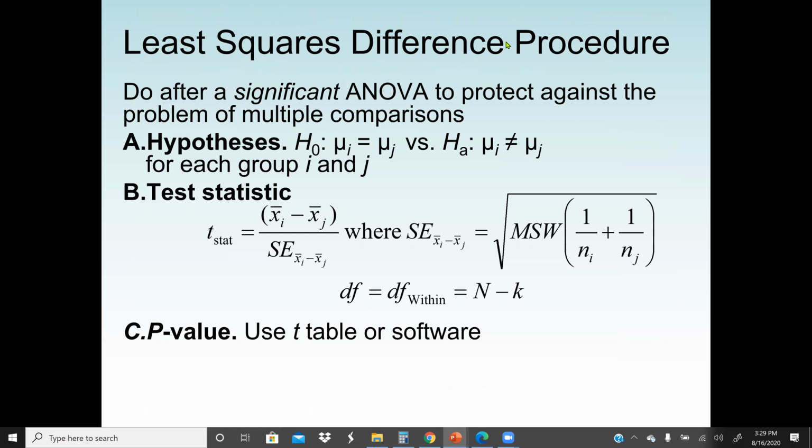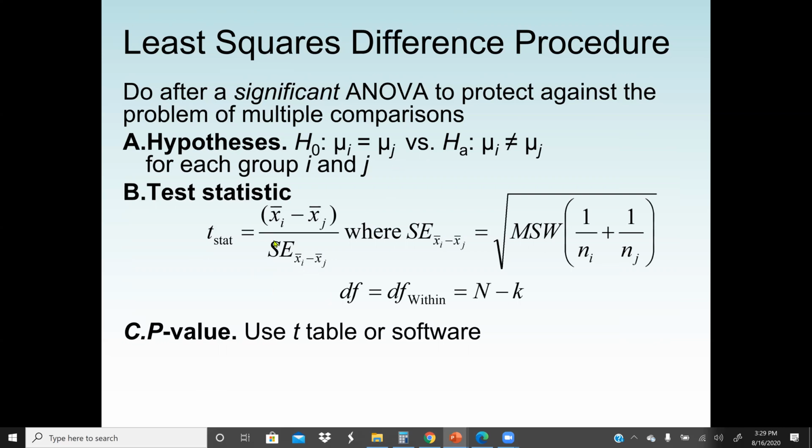Also, for the least square difference procedure, we did hypothesis testing. Here they say we should do it after a significant ANOVA, which is protected against the problem of multiple comparisons. So our H0 will be mu I equal to mu J versus mu I not equal to mu J for each group I and J. Then we do our t-test. Here you see that we are doing two comparisons.